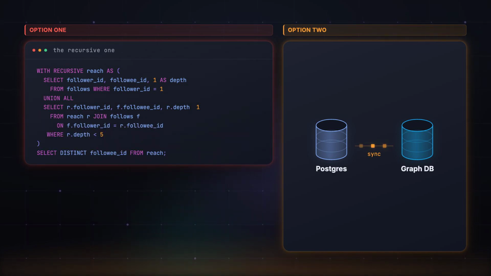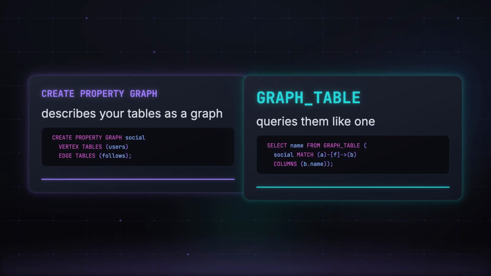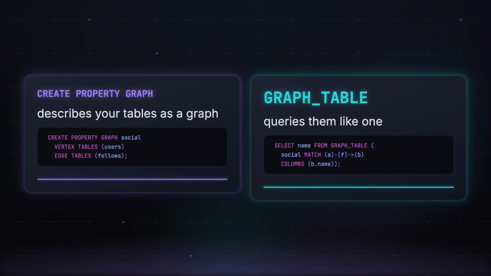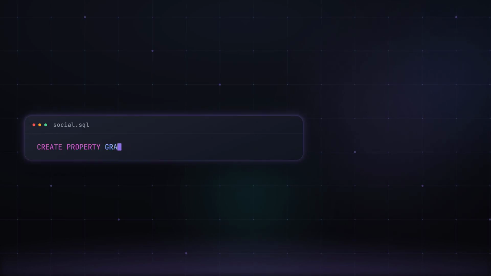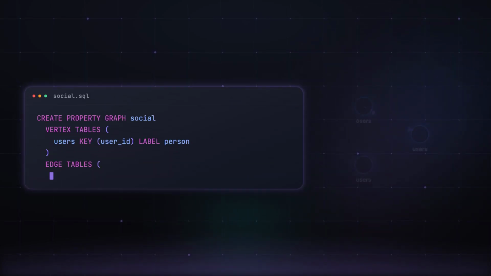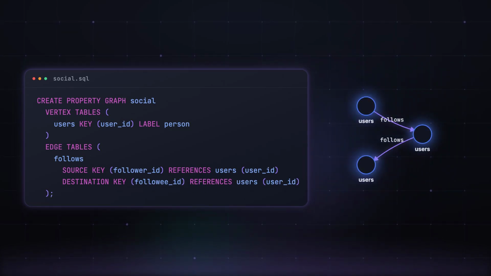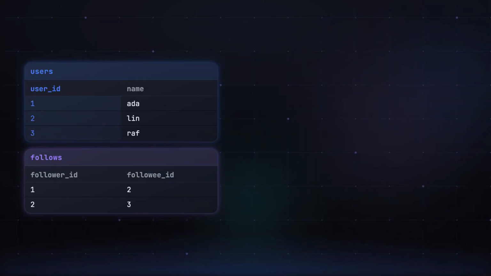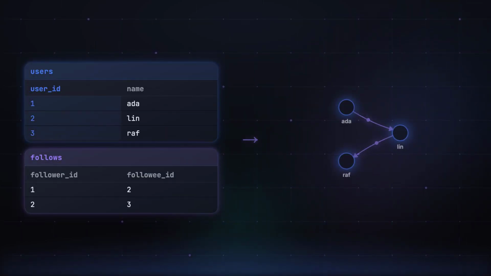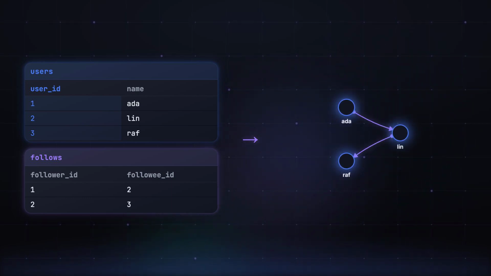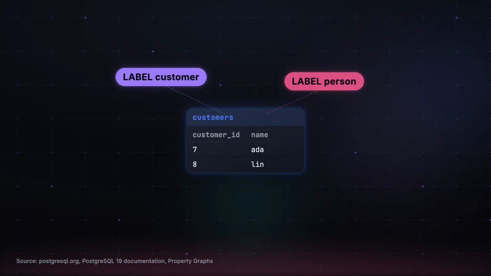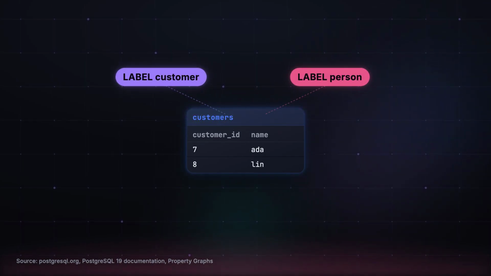to keep it fed. SQL PGQ is two things instead: a statement that describes your tables as a graph and a function that queries them like one. CREATE PROPERTY GRAPH takes tables you already have. Name the vertex tables, name the edge tables, say which columns join them. A users table becomes vertices. A follows table becomes edges with a source and a destination. That is the entire definition. Labels come along too. A table can carry more than one, so customers is both a customer and a person.